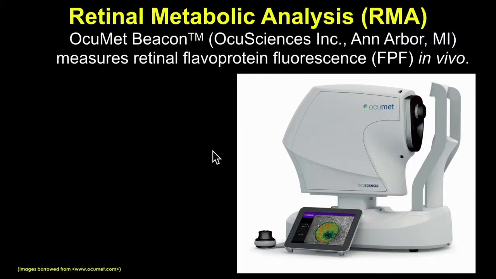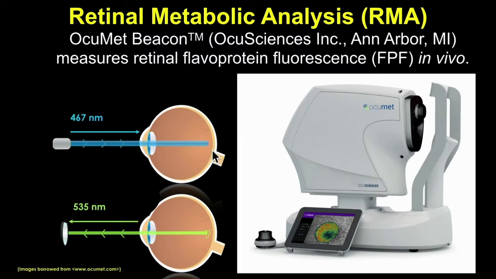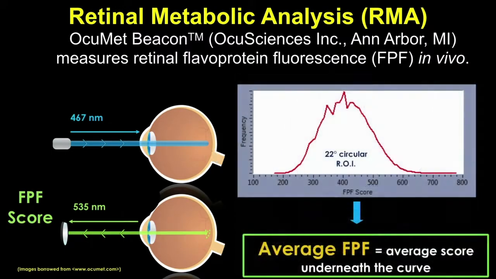Now, the Ocumet beacon, which is a new instrument we're currently investigating, developed by OcuSciences in Ann Arbor, looks at flavoprotein autofluorescence in vivo, and you may recognize the site because it's ported into the EDON system. It uses a stimulating light beam of 467 nanometers, with a very narrow acquisition at 535 nanometers, and gives you a score over an area of about 22 degrees circular on the retina or over the optic nerve. And you can look at both the area under the curve and the peak as well.